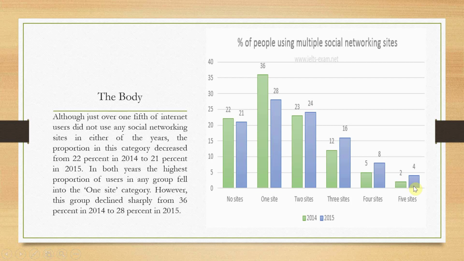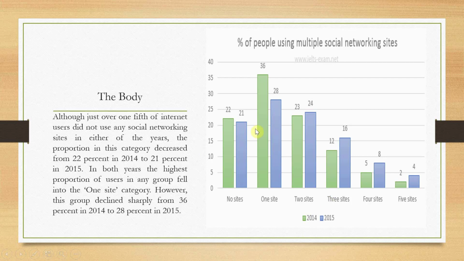For example here, you have the highest one in one-site users and the lowest one in 5-site users. You can also start with the no-sites data. For example here, although just over one-fifth of internet users did not use any social networking sites in either of the years, the proportion in this category decreased from 22% in 2014 to 21% in 2015.